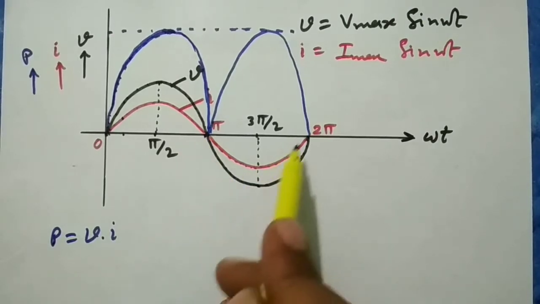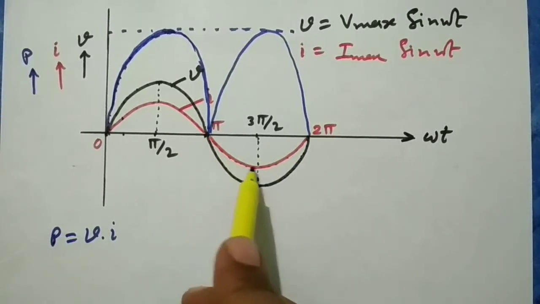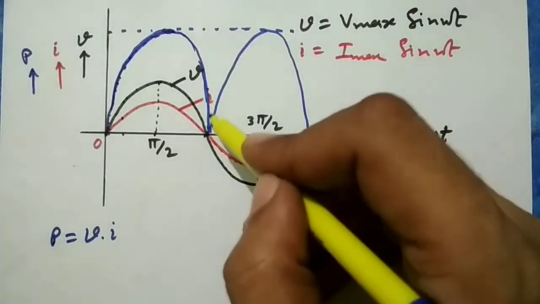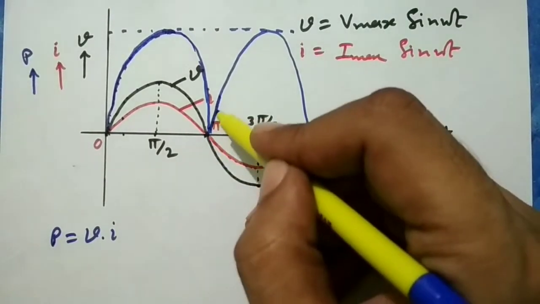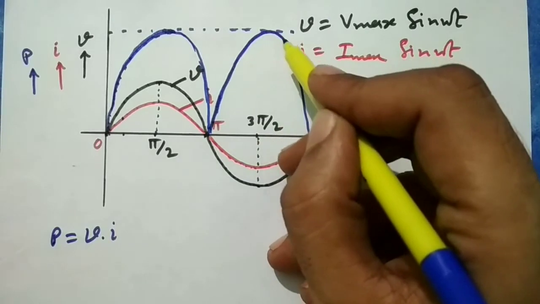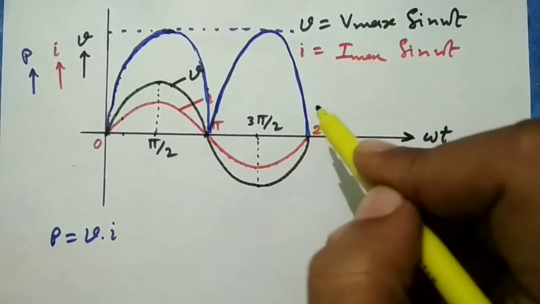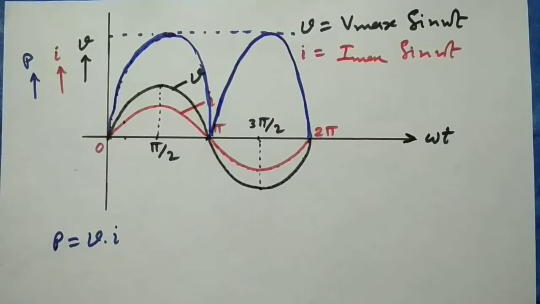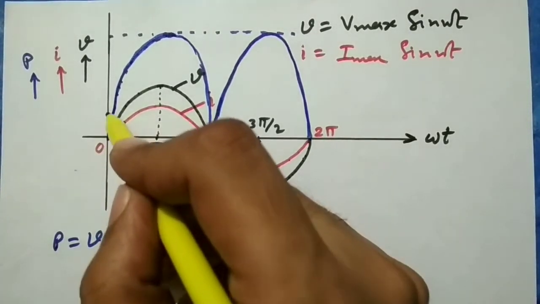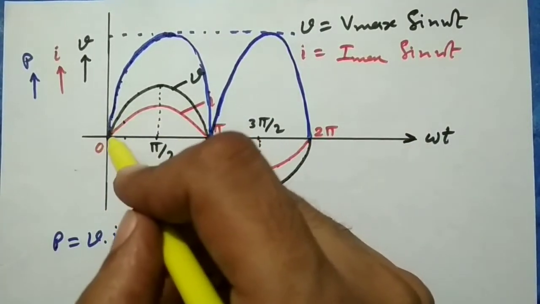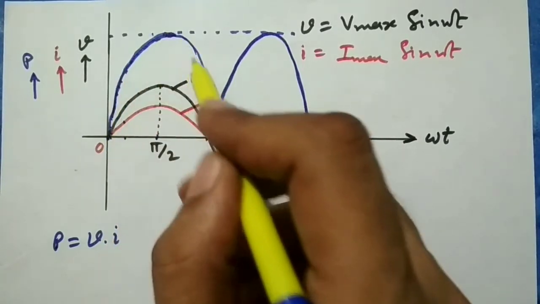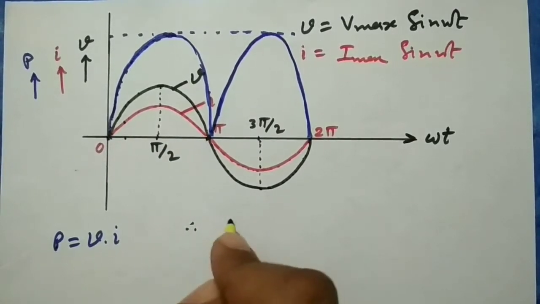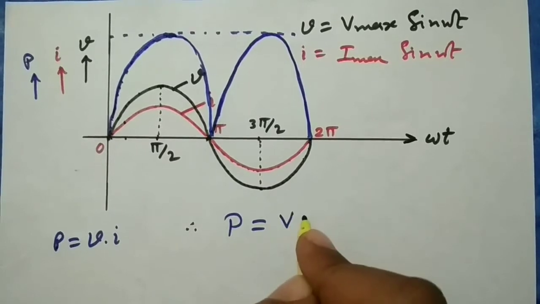After pi to 2 pi, voltage and current both become negative. Therefore, their product will be positive. So from pi to 2 pi, again the waveform of the power will be on the positive side. So in this way, we will get the power for a purely resistive circuit. This type of power is considered as the pulsating power, because here the magnitude of the power is not constant, it is continuously changing. But if we want to calculate the average power, it is mentioned as V into I.